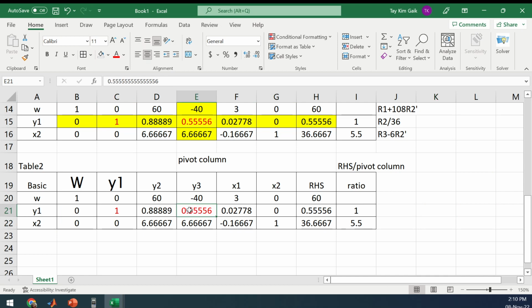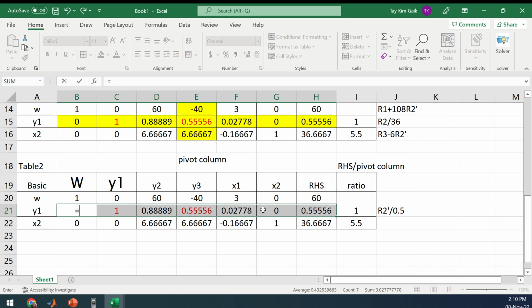So repeat the process, make the pivot cell become 1 unit. Okay, so the formula is the R2 from the first table, which is R2 prime. So if you divide, let's say by 0.5, see what happens. Okay, I'll show you. Let's say you divide by 0.5, then the new row 2 depends on row 2 from table 1. So where I denote R2 prime, it is R2 from the first table. Okay, divide by 0.5, Control Shift Enter, you see, you won't get 1 exactly.